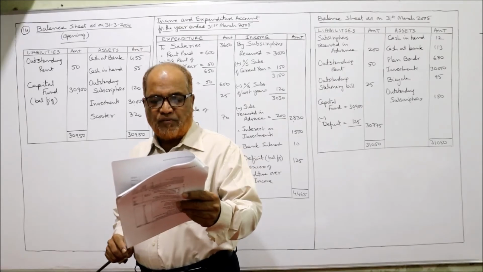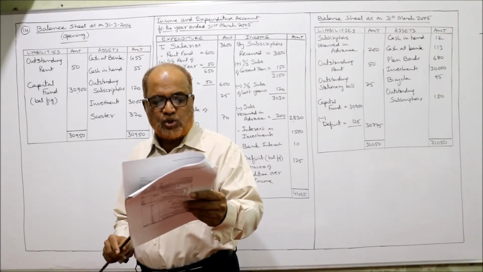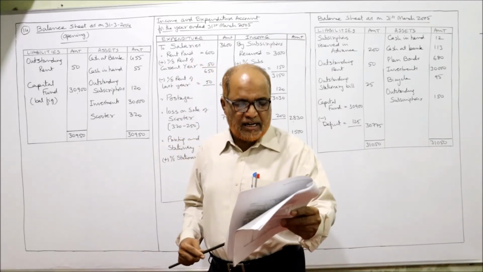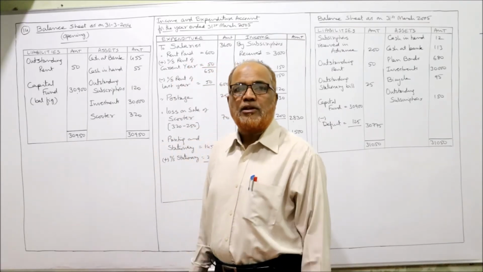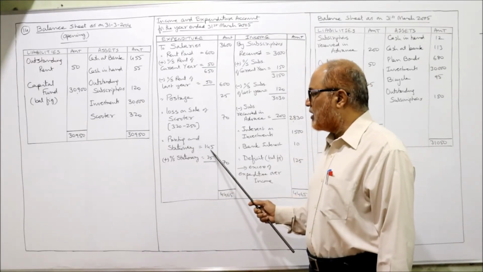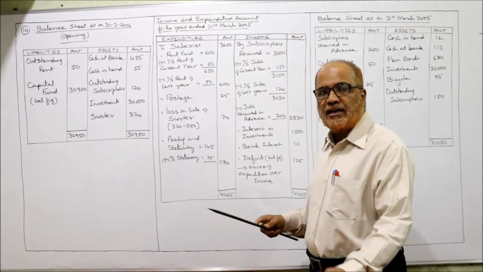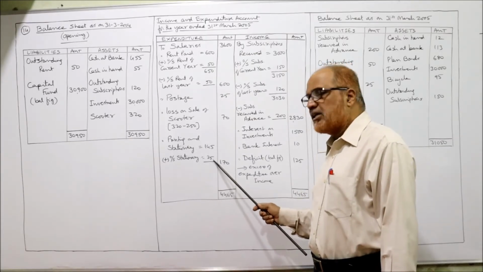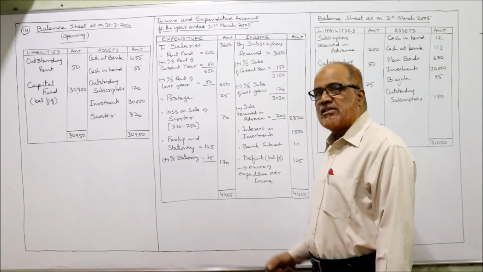Rent of March rupees 50 is still to be paid and 25 are outstanding against a stationery bill. Stationery outstanding, how much? 25 rupees. So add to printing and stationery. You can see here printing and stationery 145. Payment side you can see printing and stationery. To this you add outstanding stationery 25. So total 170.